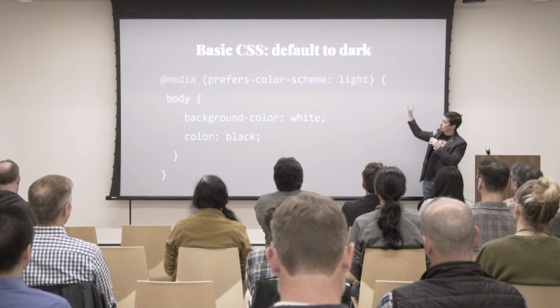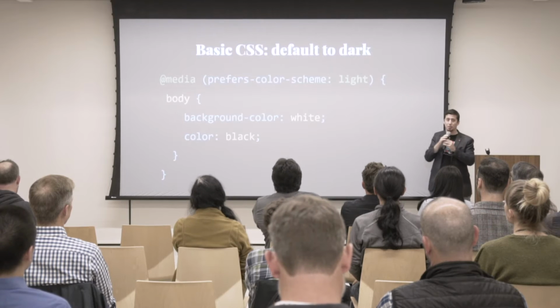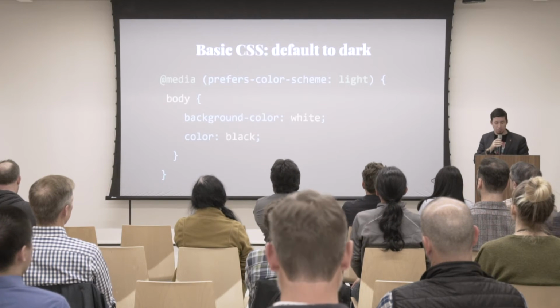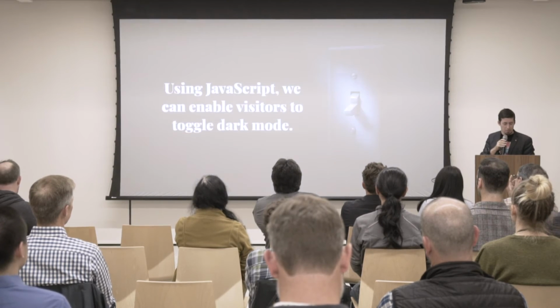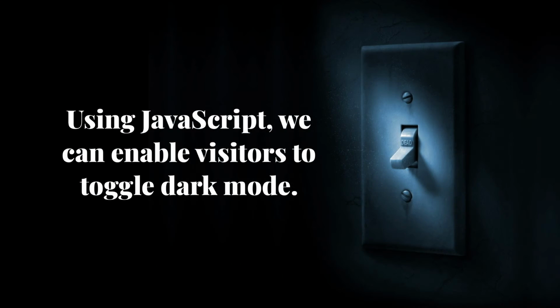So you can also have a dark default and then override in the reverse way if somebody has explicitly selected light at the OS level. So that's the really basic CSS way of doing that. We'll come back to a couple other tips for making this easier and a couple things we learned along the way. But I also want to talk about the idea that using JavaScript, we can enable visitors to toggle dark mode. Get a little fancier here.